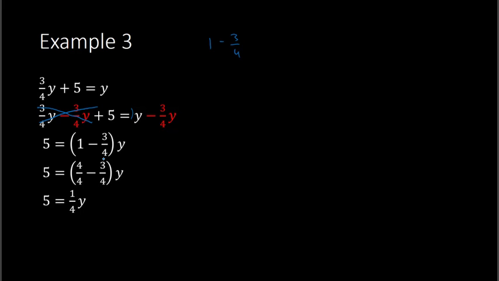Now we need to get rid of the 1/4 with the y. So to do that, I have to divide both sides by 1/4, which is the same thing as multiplying by 4 over 1. So I multiply both sides by 4. On the right side, the 4 and the 1/4 would cancel. That gives me 1y. And on the left, we have 20. So my solution is y equals 20.